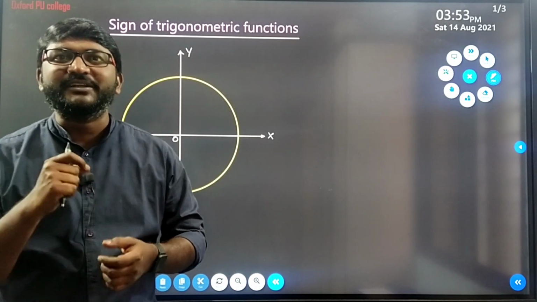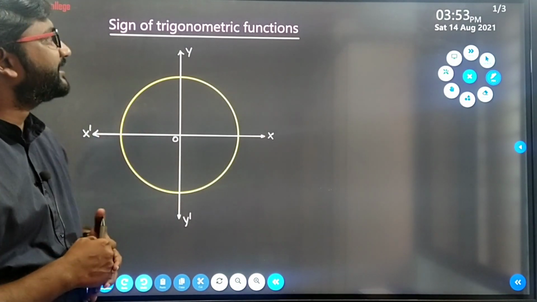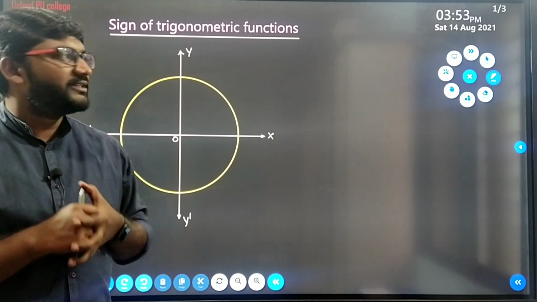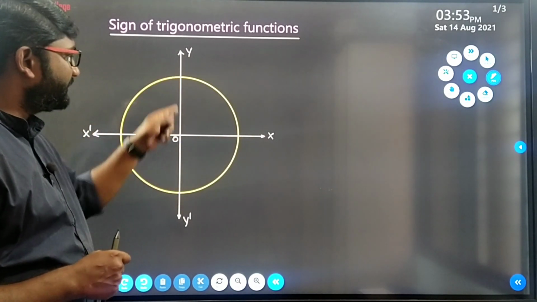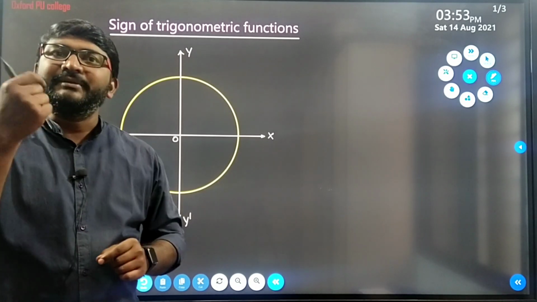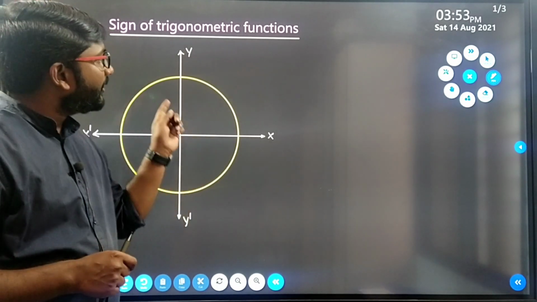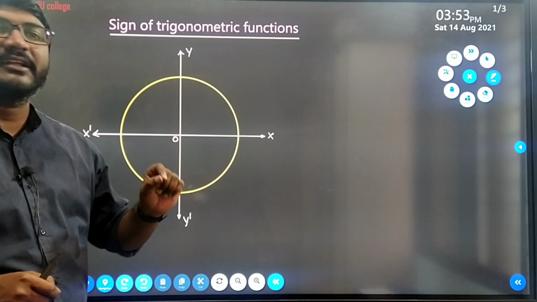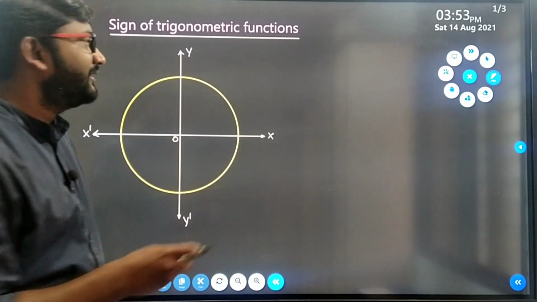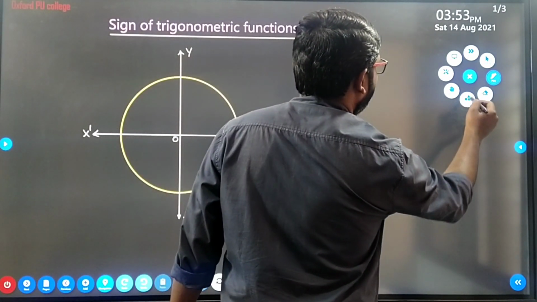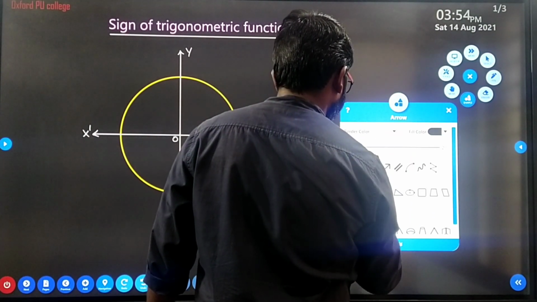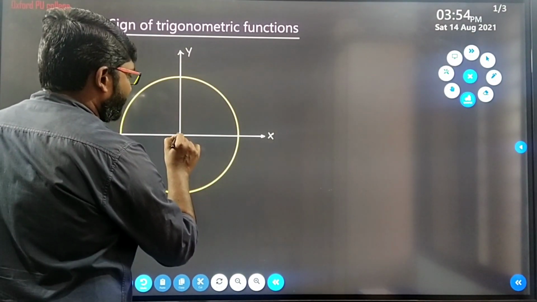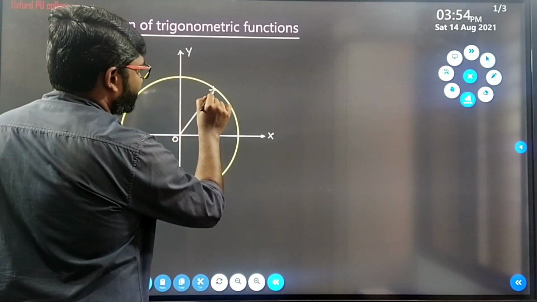So in today's class we are going to discuss the sign of trigonometric functions. Here I have taken a unit circle, and this will be the x-axis and this will be the y-axis. I'll be taking a point P on the unit circle, and later I'll consider the point Q on the unit circle. So let me take the point P on the unit circle.